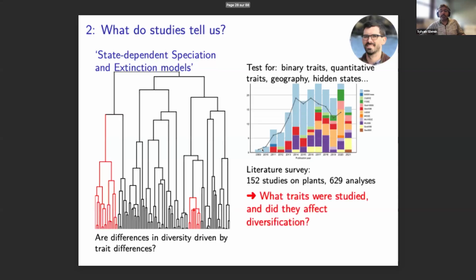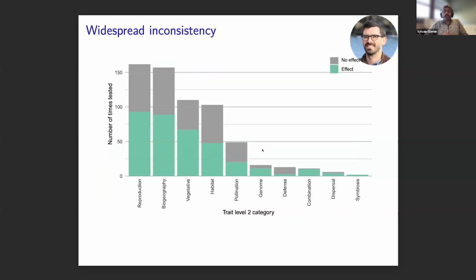And from that, we retrieved which traits were tested by the authors and what the effects of these traits on diversification were. The main picture is that basically there is no clear pattern. This histogram shows on the x-axis the big categories of traits which have been tested. Reproduction is one of the main traits tested, but also biogeography, which is not really a trait but an ecological characteristic of the species, and vegetative traits, and so on.